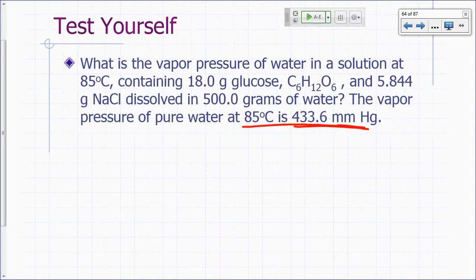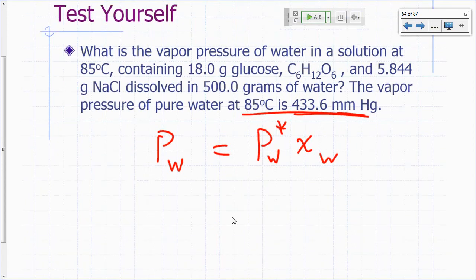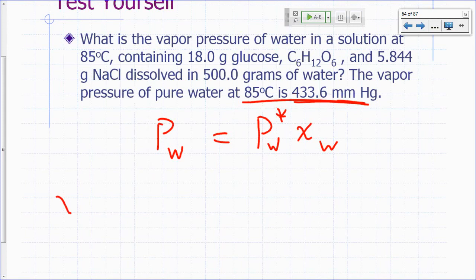Okay, so in cases like exams where you don't have access to that kind of information, that would be given to you. So partial pressure of water, I call that PW, would be PW star, okay, times mole fraction of water. How do I get mole fraction of water here? Mole fraction of water is equal to moles of water over moles total.